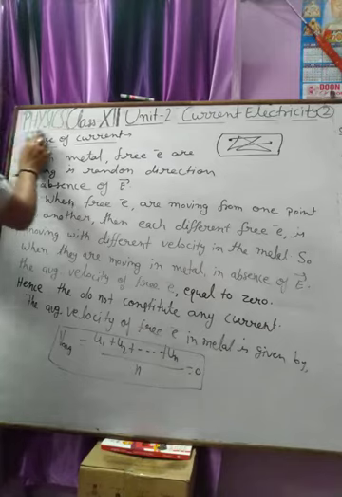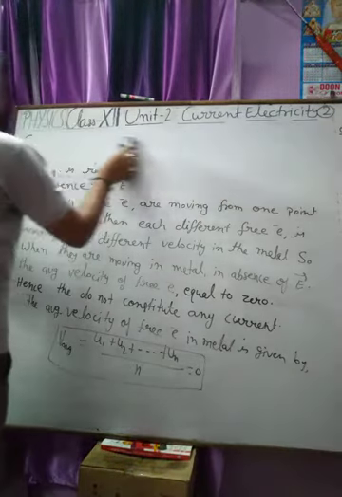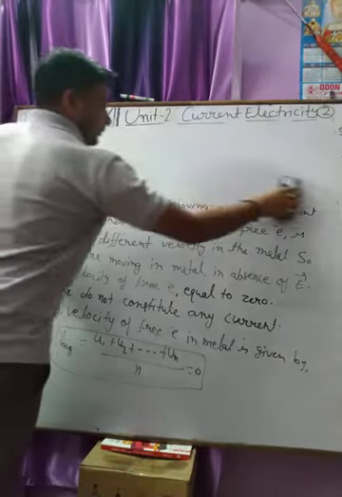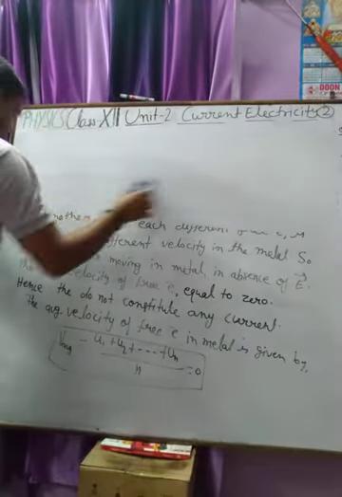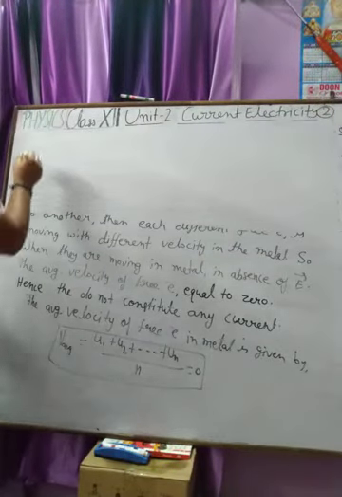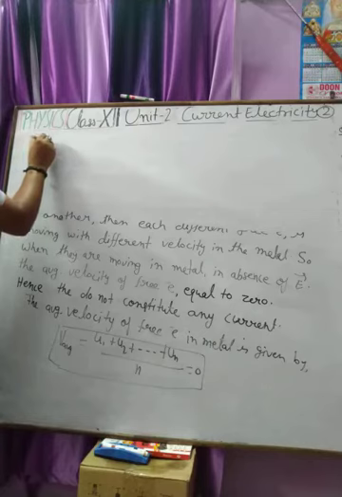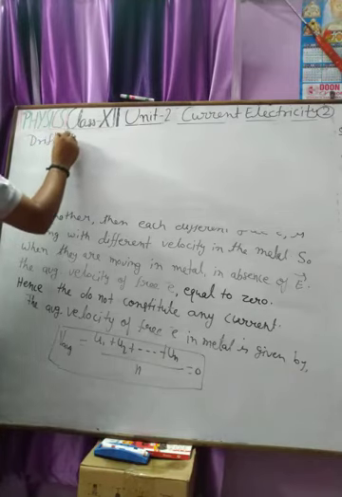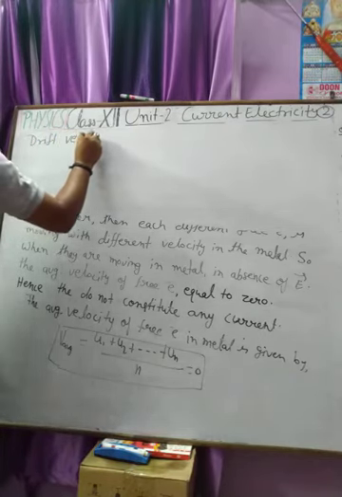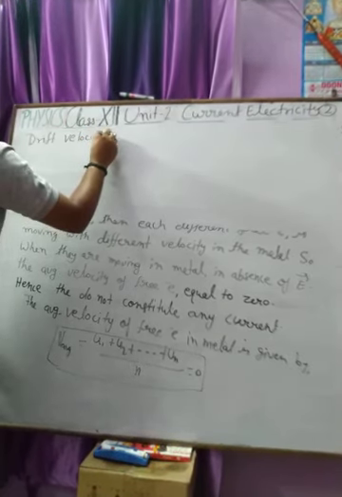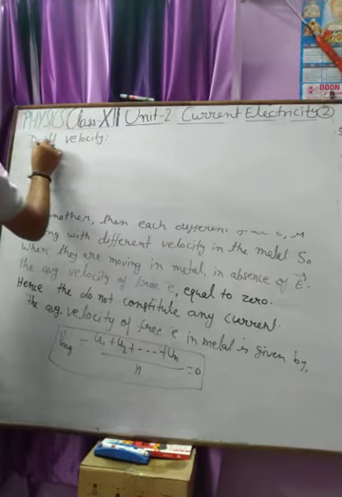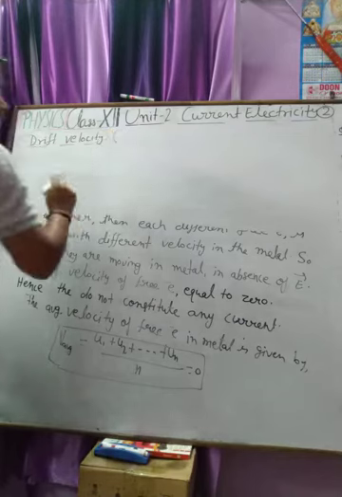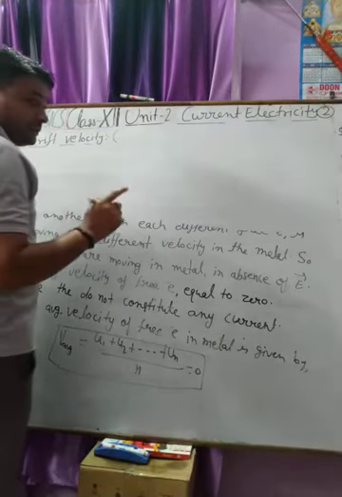Okay, friends, drift velocity. This is also known as the Lorentz-Drude model.